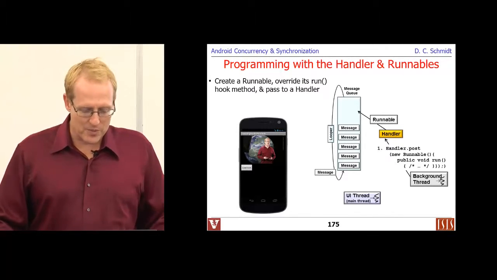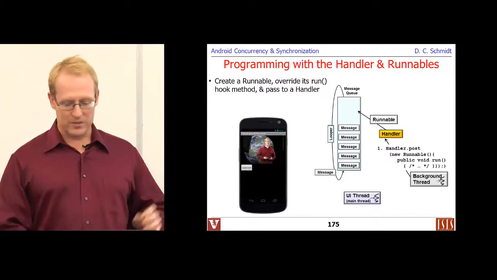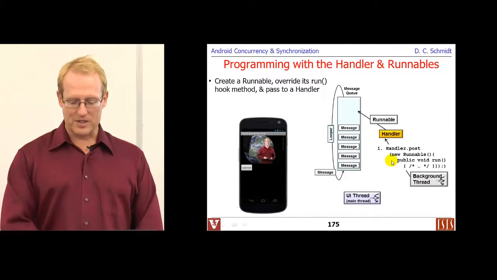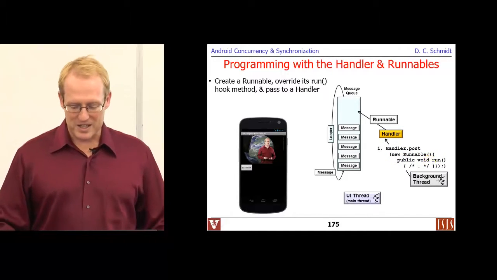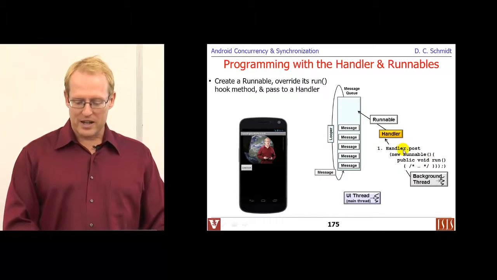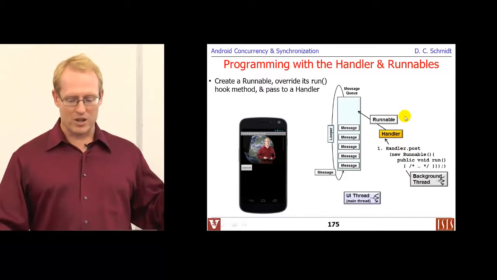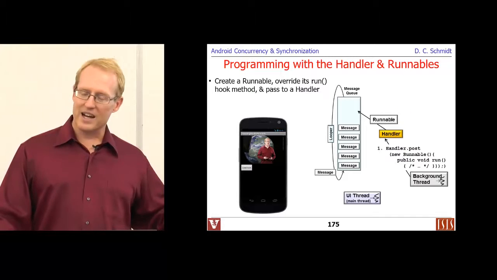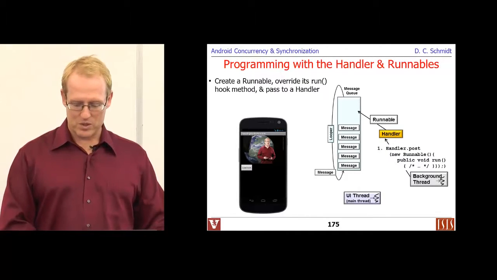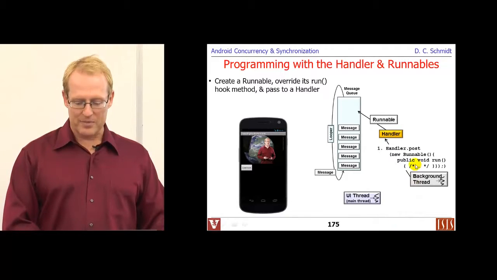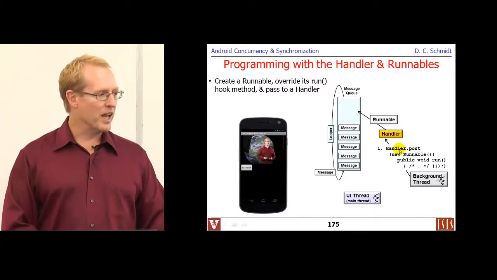What you typically do is you end up creating a runnable. And it's often done by something as simple as what I'm showing you here in just a snippet of code. We'll look at more detailed code in a second. But in a snippet of code, we're going to go ahead and create an anonymous runnable with an anonymous inner class that implements the run hook method with some code in it. And we're going to go ahead and post this to a handler.